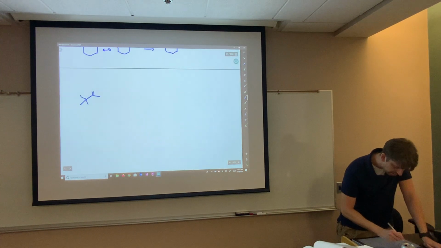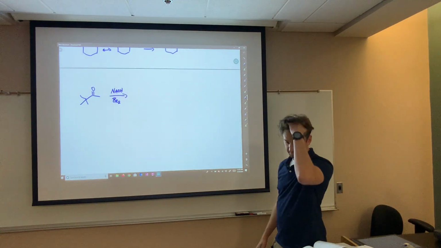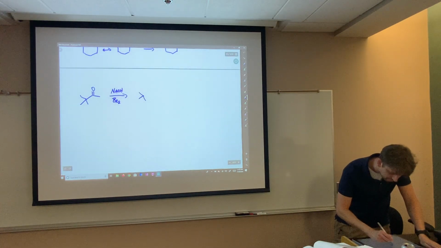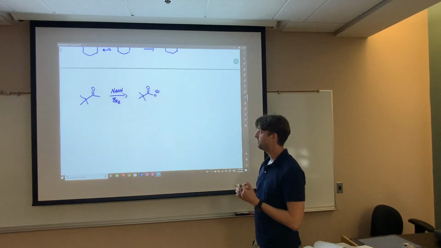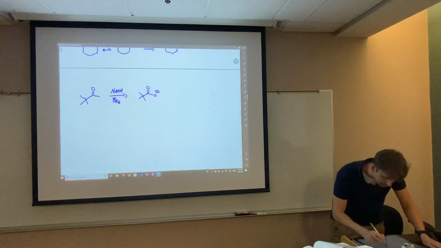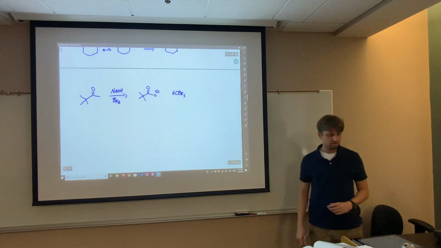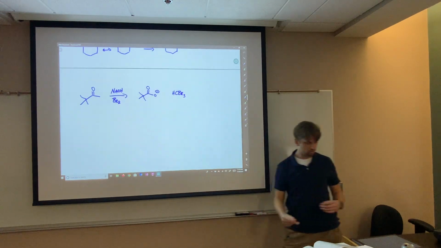So let's take this compound instead, with NaOH and a bunch of Br2. When I do this, here's my product. I make a carboxylate. Ooh. And I end up making CHBr3, and this is bromoform, right?